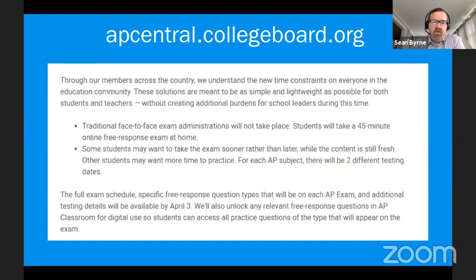Just as a quick reminder, for all of us, our traditional face-to-face exams will not take place. All students will take a 45-minute online free response exam. Many students will take this at home, and some of you will take it at school with your teachers, depending on how your school is reacting to the coronavirus.